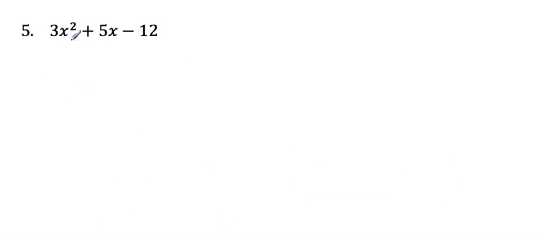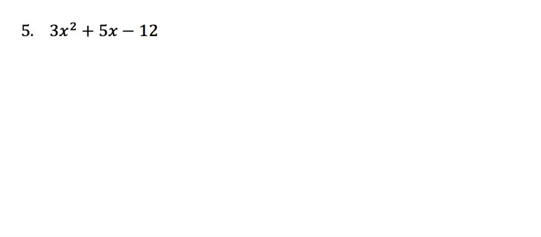The next problem says 3x squared plus 5x minus 12. So the first thing I'll look for is a GCF. If you look at these 3 terms, the largest thing that will pull out is a 3. Oh, excuse me, I can't pull a 3 out. I'm sorry. So 3, 5, and 12, there's nothing that goes into that.